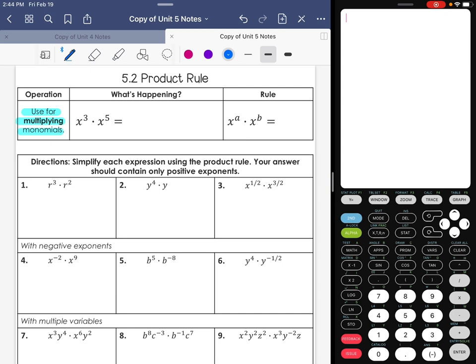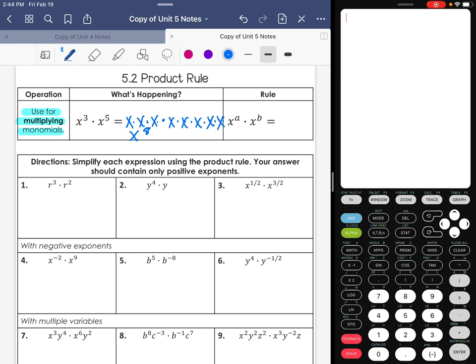So what this really means is we have x times x times x times x times x times x times x times x. So we've got 3 x's times 5 x's. So we have to think about altogether how many x's do we have? 1, 2, 3, 4, 5, 6, 7, 8. So we have x to the 8th power as our answer here.